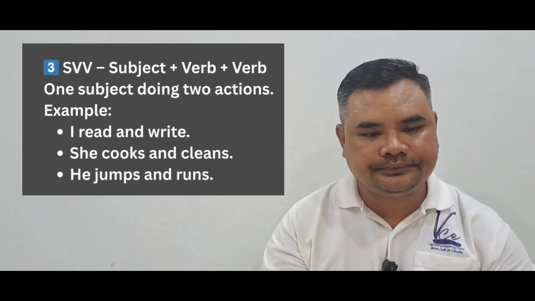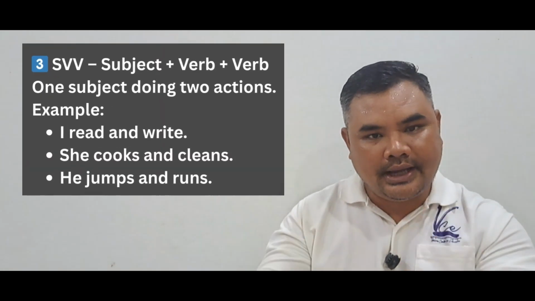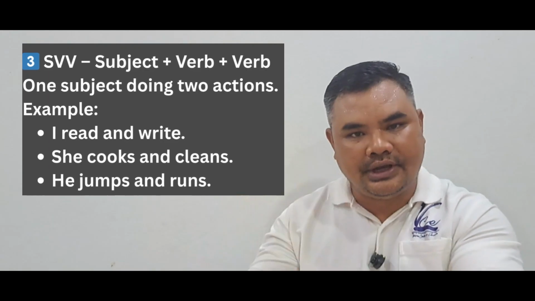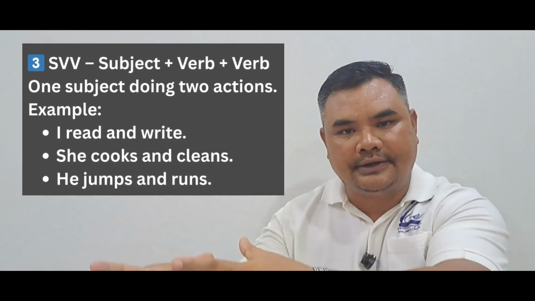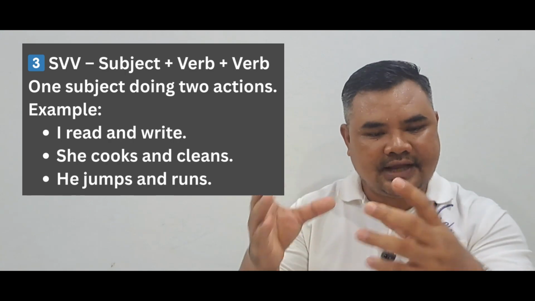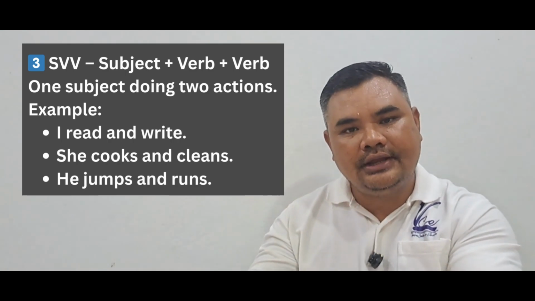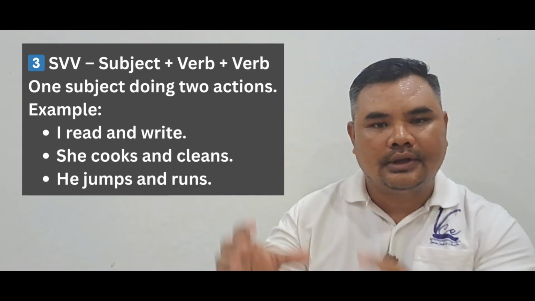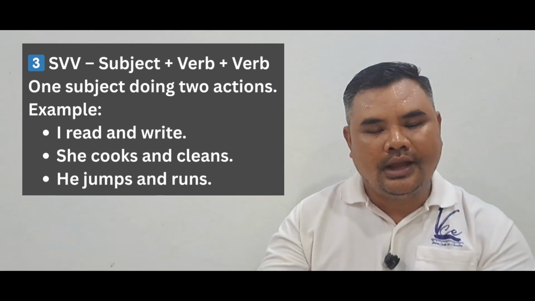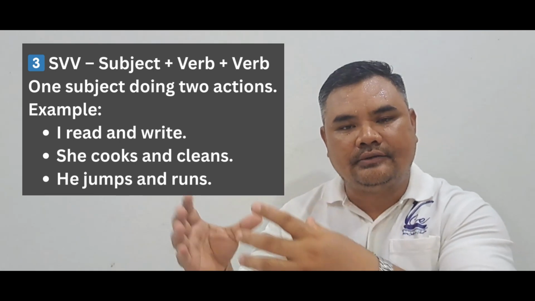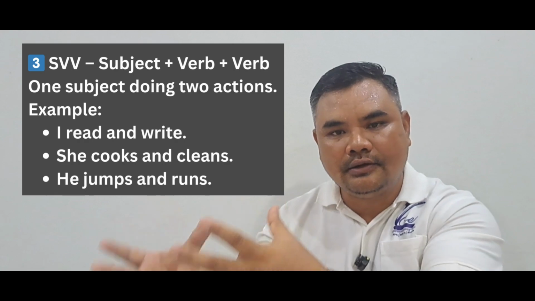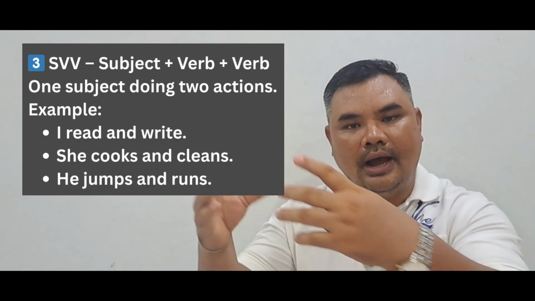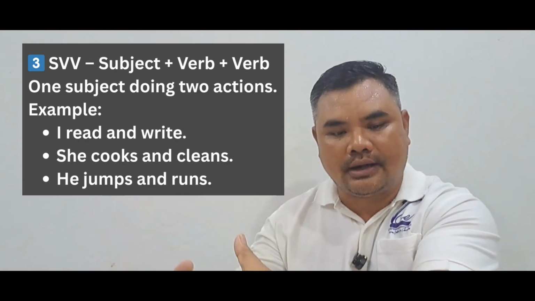Number 3. SVV. Subject plus verb plus verb. 1 subject doing 2 actions. Examples: I read and write. They cook and clean. He jumps and runs.